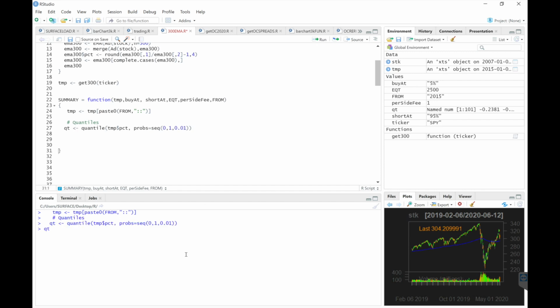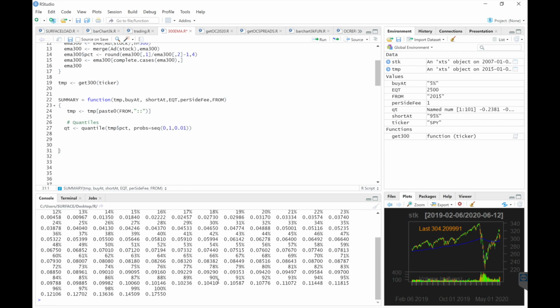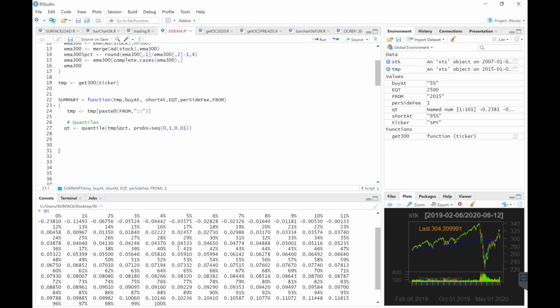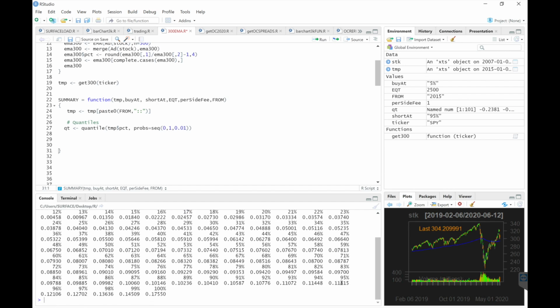So if you take a look at our quantiles, essentially I want to buy at 5%, which means whenever the percentage difference is less than or equal to this percentage, and then when it's at the 95% mark, I'm going to short it.